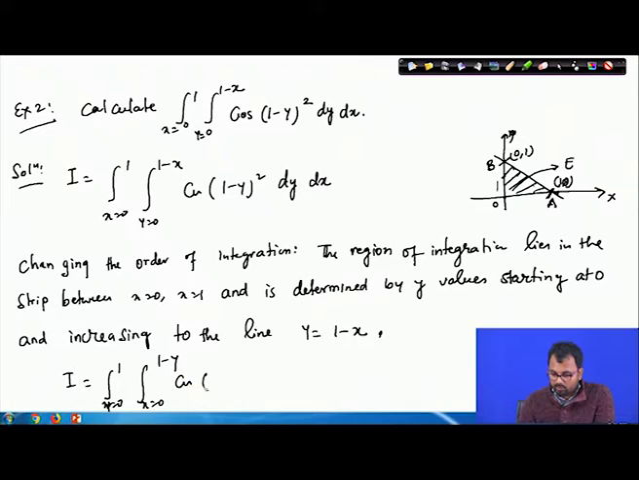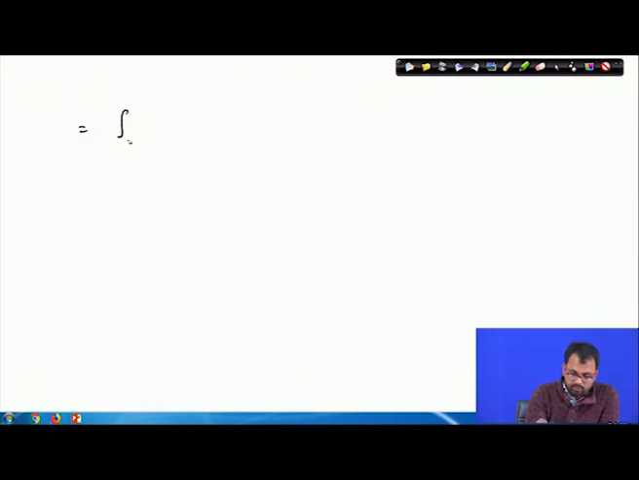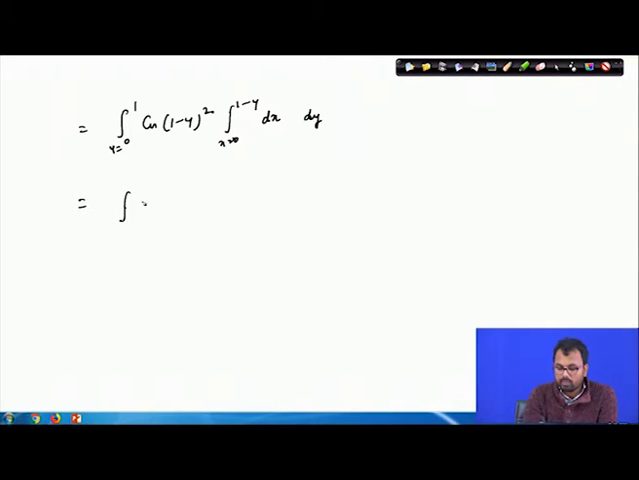So now we have cos of 1 minus y square dx dy. So when we integrate, it will be the integral with y running from 0 to 1 of cos of 1 minus y square, and then here we will have the integral with x running from 0 to 1 minus y dx, and then dy. So this will be 1 minus y times cos of 1 minus y whole square dy, y running from 0 to 1.